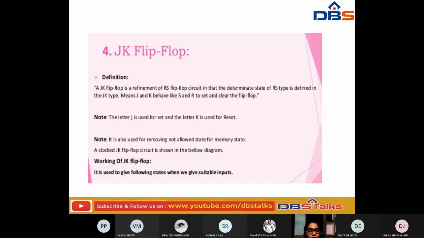Next, it is also used for removing the not-allowed state of the memory status. This clocked JK flip-flop circuit is shown in the below diagram. Now let us see how it works. It gives the following states when we give suitable inputs. Okay.